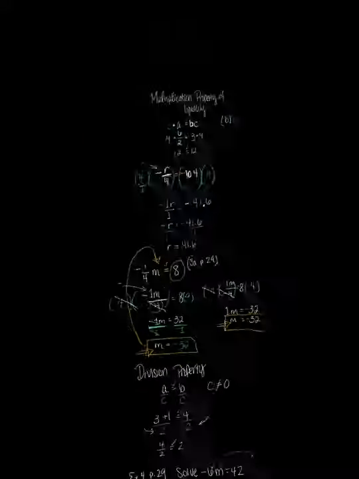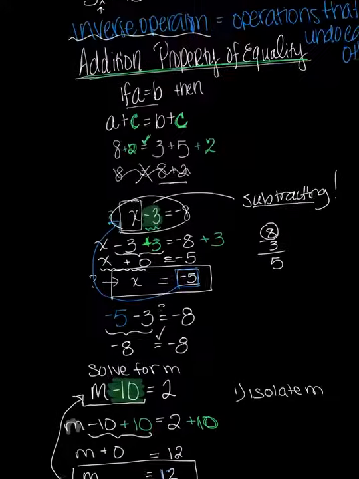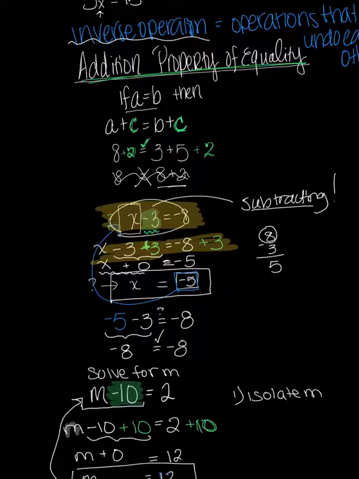When I have a problem that is x minus 3 equals 8, this guy here, x minus 3, I'm subtracting here. So I end up having to do the inverse and add. And what I add to one side, I've got to add to the other.